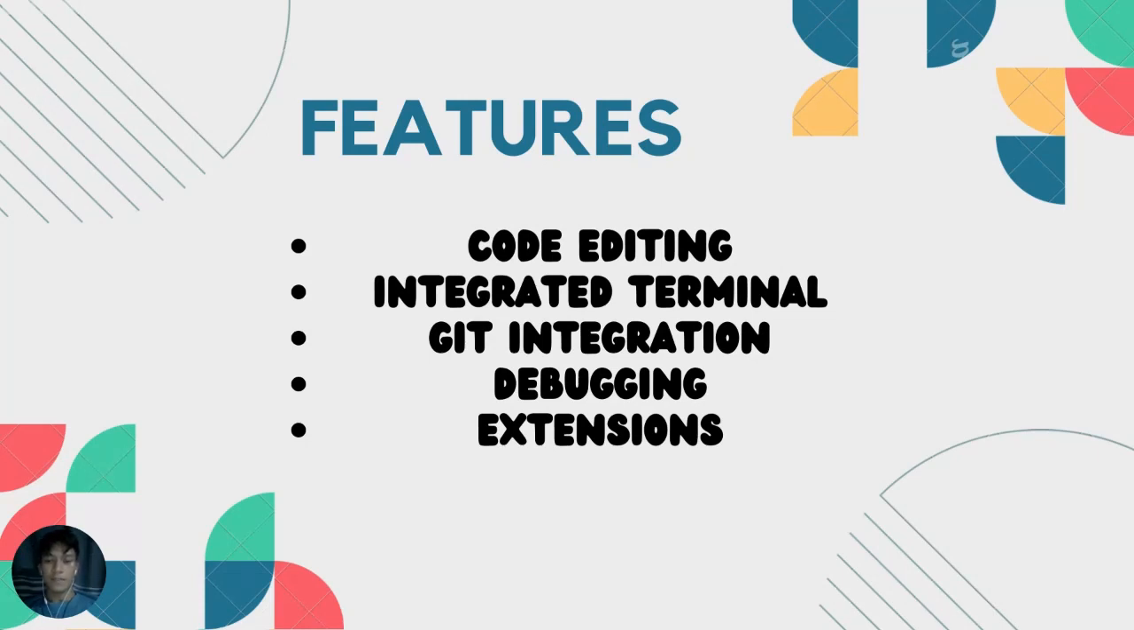VS Code has built-in support for Git, allowing developers to easily manage source code changes and collaborate with other developers. The fourth one is debugging. VS Code has a powerful debugger that supports multiple languages and allows developers to set breakpoints, step through code, and examine variables.